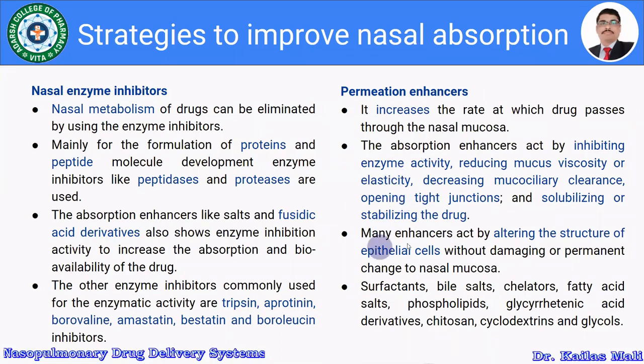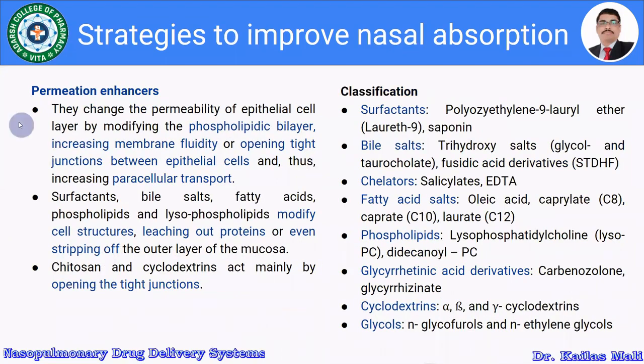Many enhancers act by altering the structure of epithelial cells without damage or permanent change to the nasal mucosa. It is possible to use surfactants, bile salts, chelators, fatty acid salts, phospholipids, then chitosan, cyclodextrin, and glycols as permeation enhancers in the nasal formulation. Permeation enhancers change the permeability of the epithelial cell layer by modifying the phospholipid bilayer.